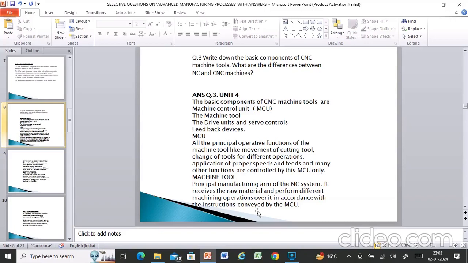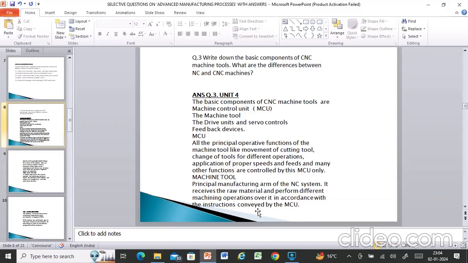So what is the MCU or machine control unit? All the principal operative functions of the machine tool, like the movement of the cutting tool, change of tools for different operations, application of proper speeds and feeds, and many other operations or functions are controlled by this MCU only. The machine control unit is actually the brain of the machine which controls all the activities of the CNC machine.